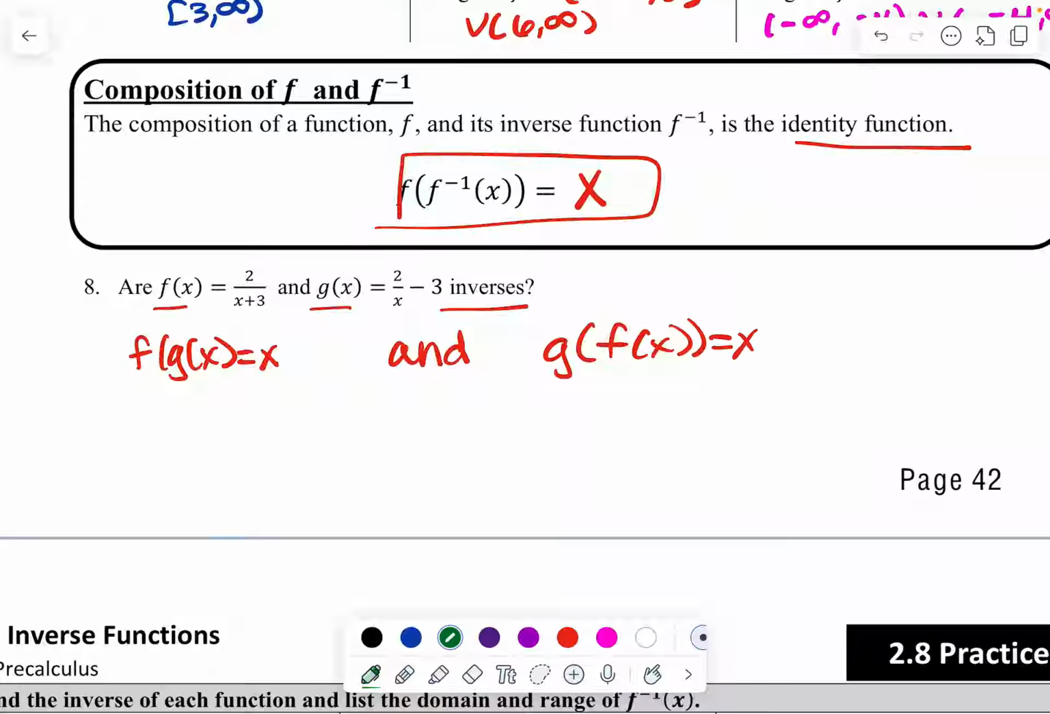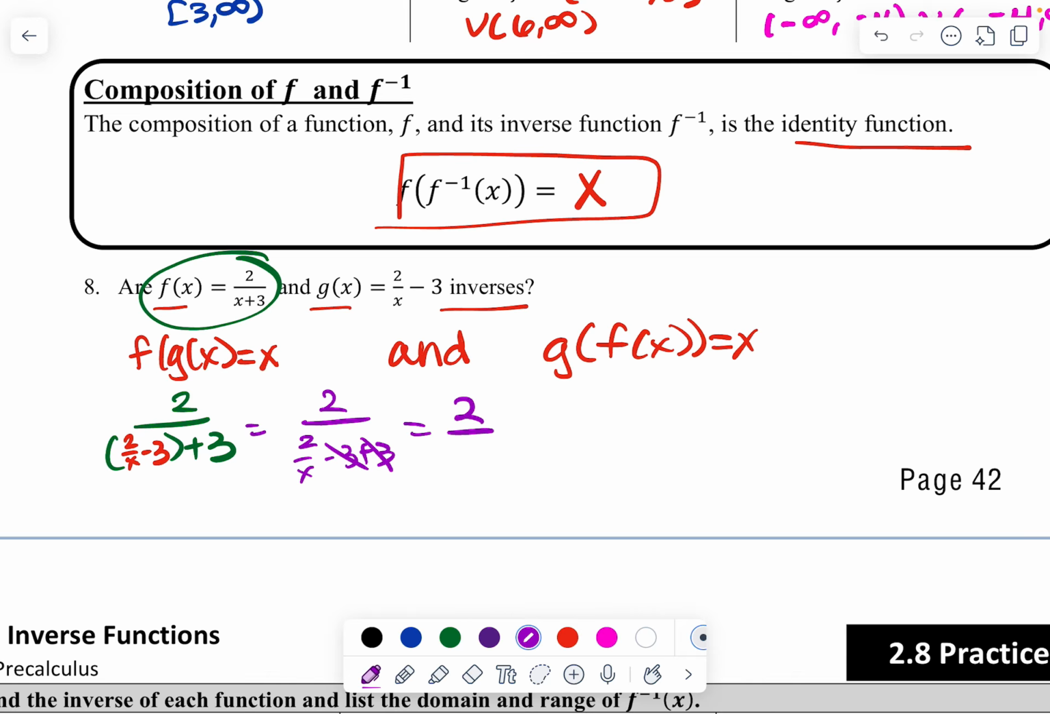So here we go. To find f of g of x, we're going to use f as the skeleton here. So we say 2 over x plus 3, where g of x is our inside function, so 2 over x minus 3. And then now we're just going to simplify what's in. We get 2 over x minus 3 plus 3. These cancel. This becomes 2 over x. Dividing by a fraction is a reciprocal, so 2 times x over 2. The 2's cancel. And looky there, we get x.